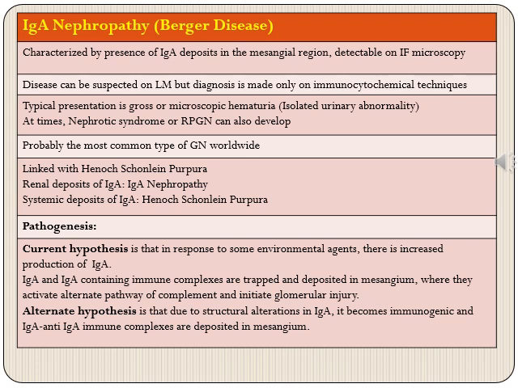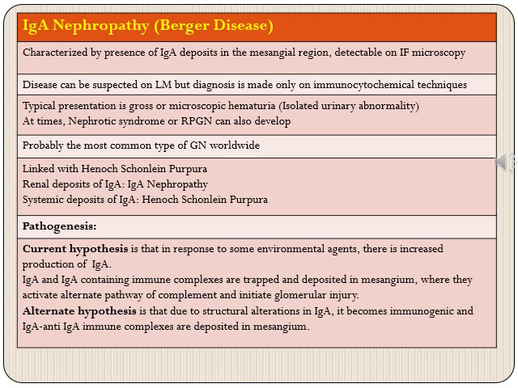So this has been linked with Henoch-Schönlein purpura. There are two subsets or variants of it. If it is limited only to the kidneys, that is the deposits of IgA are being seen mainly in the kidneys, then it becomes IgA nephropathy. And if the deposits of IgA are systemic, then it is called Henoch-Schönlein purpura.